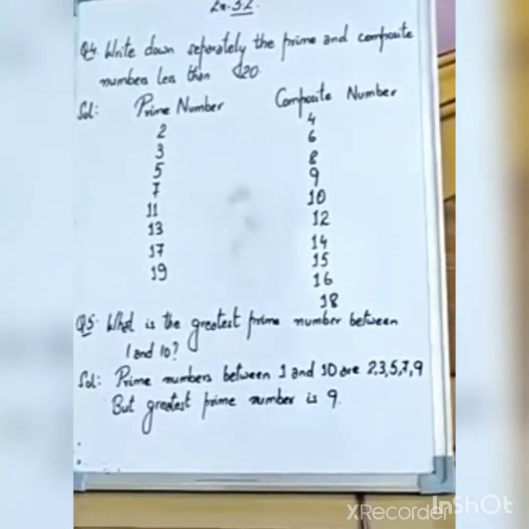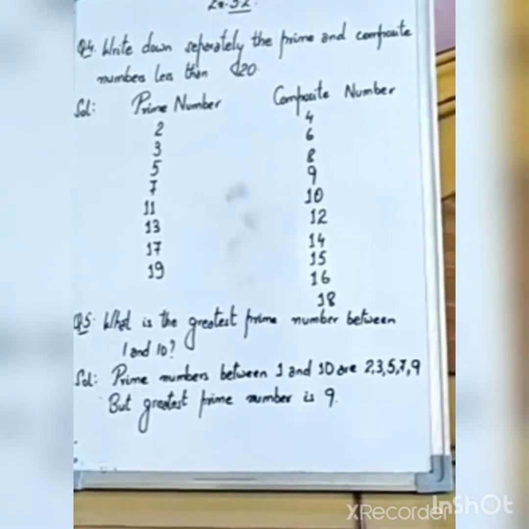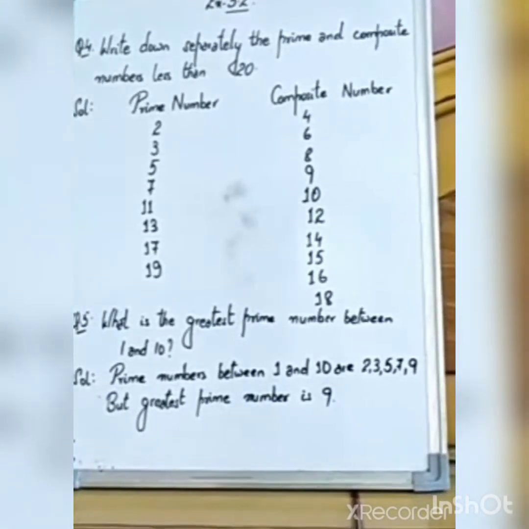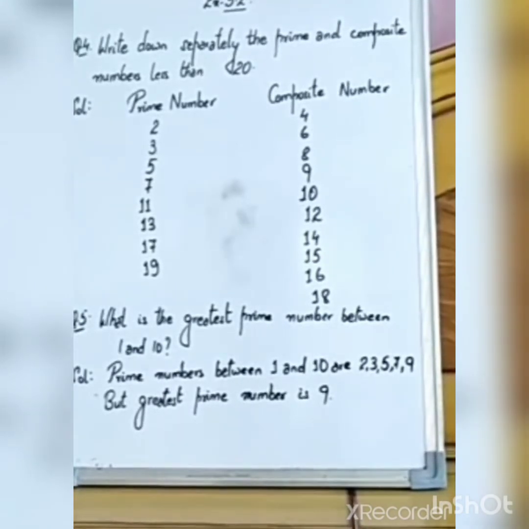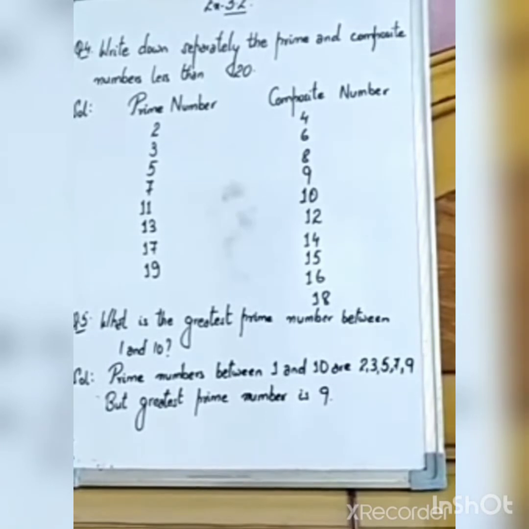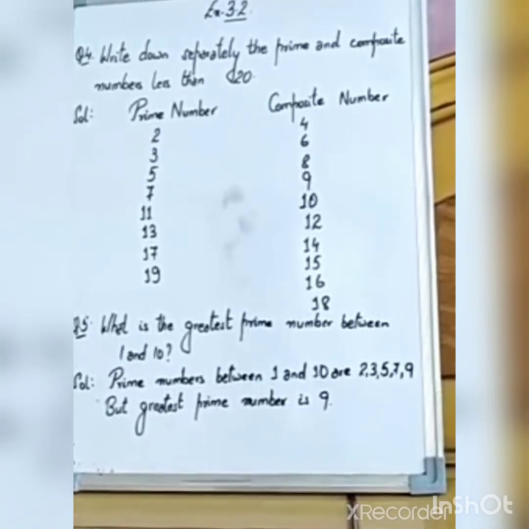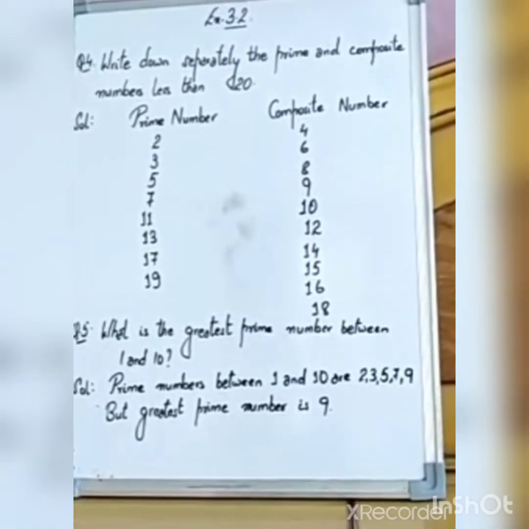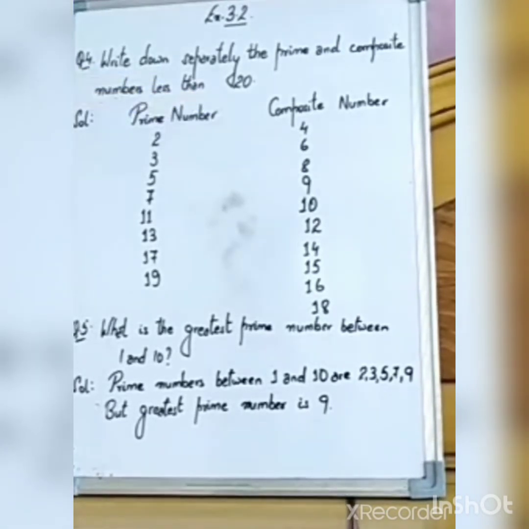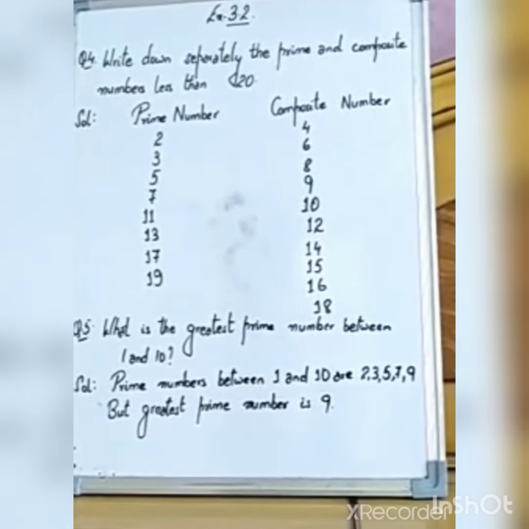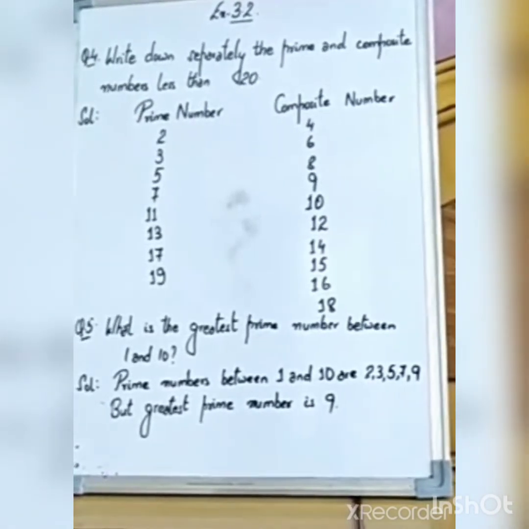To explain the topic, let's take some questions from exercise 3.2. Question number 4 is: write down separately the prime and composite numbers less than 20. We have to write down all the prime numbers as well as composite numbers which are less than 20. So I have made 2 different columns. One is for prime numbers and the other one is for composite numbers. As I told you earlier, 1 is neither prime nor composite. So we will leave 1.